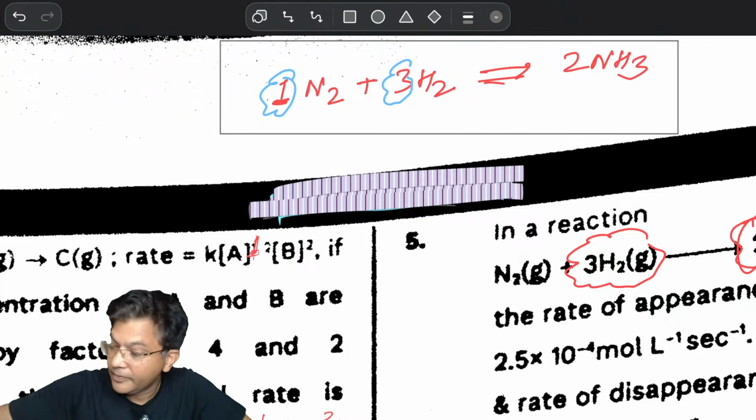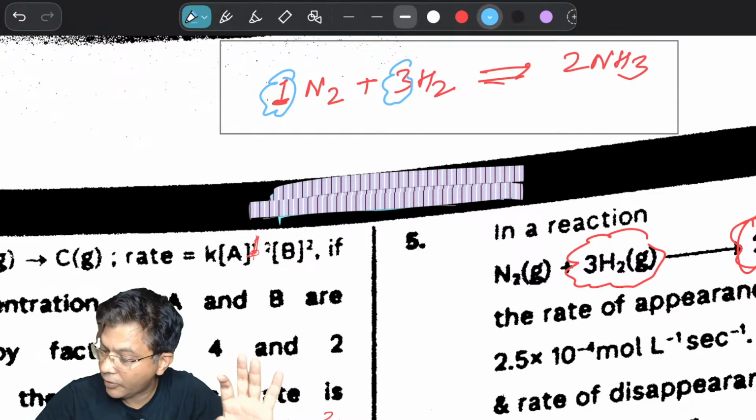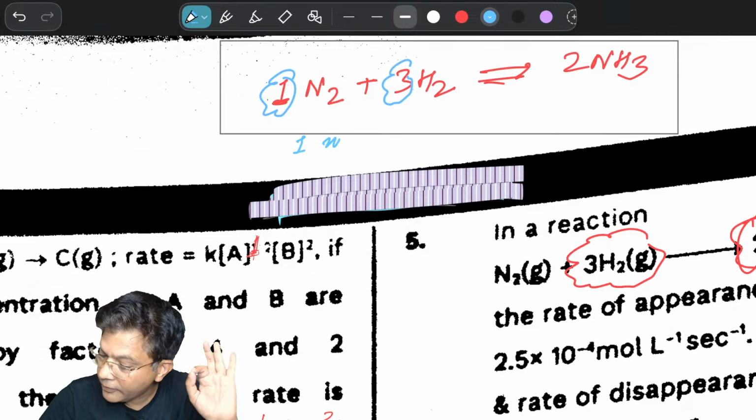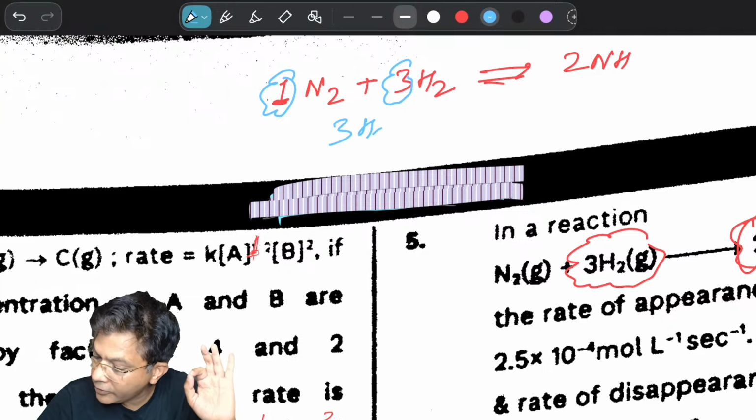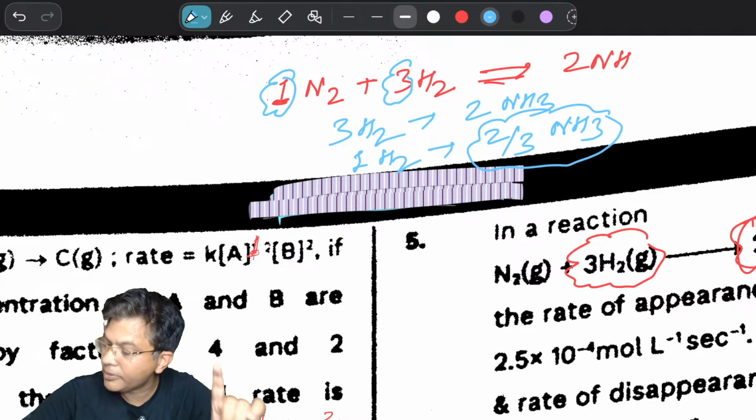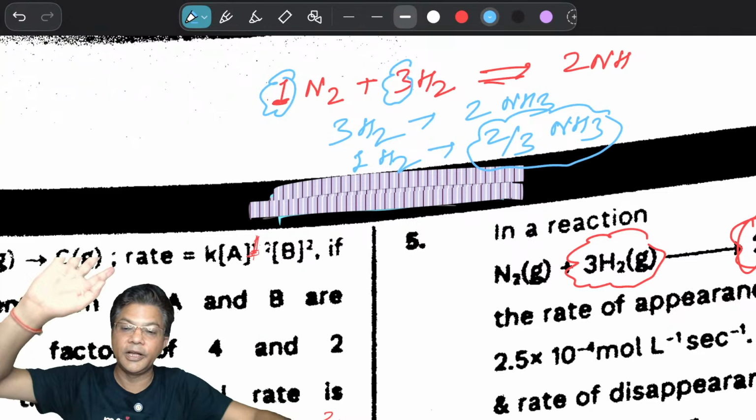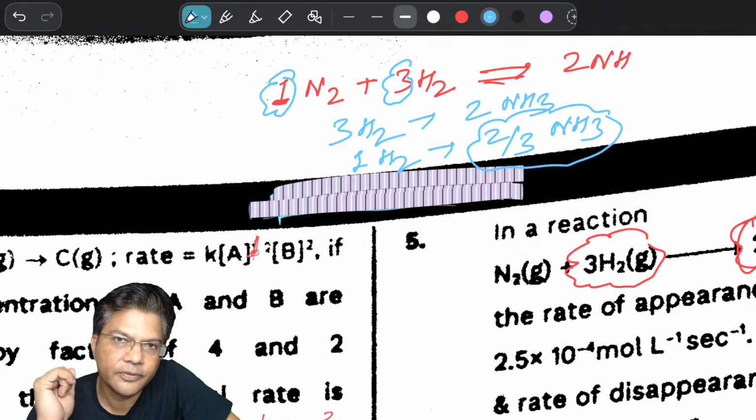Now if I say, let me write it down, just wait. If I say when 3 moles of hydrogen are getting finished, 2 moles of ammonia are getting formed, so when 1 mole of hydrogen is getting finished, then 2 by 3 moles of ammonia will get formed, because ammonia formation is less than hydrogen decomposition. Are you getting this? This is the unitary method. This is the unitary method or not? Hey kids, this is the unitary method or not?